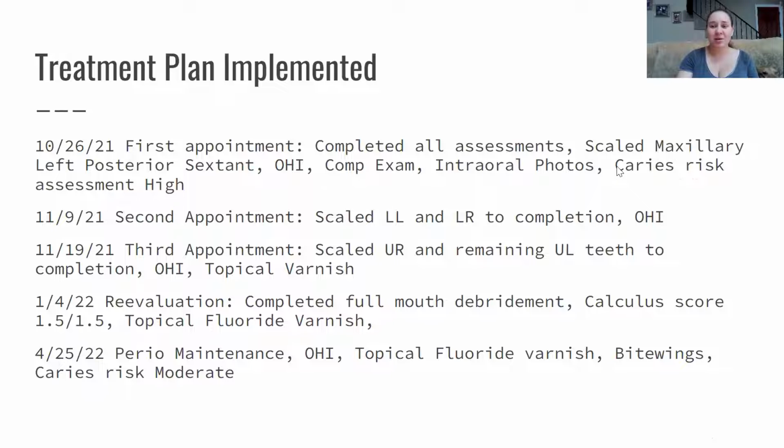So this is kind of how we implemented our treatment plan. At the first appointment, I was really just trying to complete all the assessments, but I was able to scale the maxillary left posterior sextant. Second appointment, scaled the entire mandible. And the third appointment, I scaled the upper right quadrant and the remaining upper left teeth. At the reevaluation appointment, they had gone back to a 1.5 calculus deposit, so we scaled the entire dentition again. Then I was able to see this patient again for their first perio maintenance appointment at the end of April.